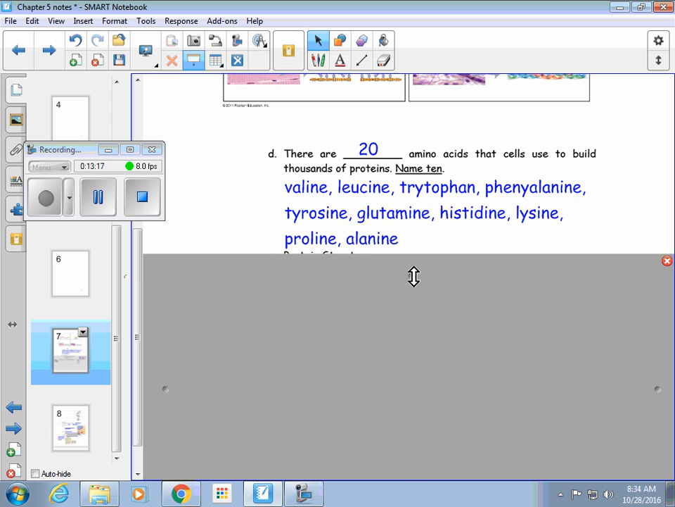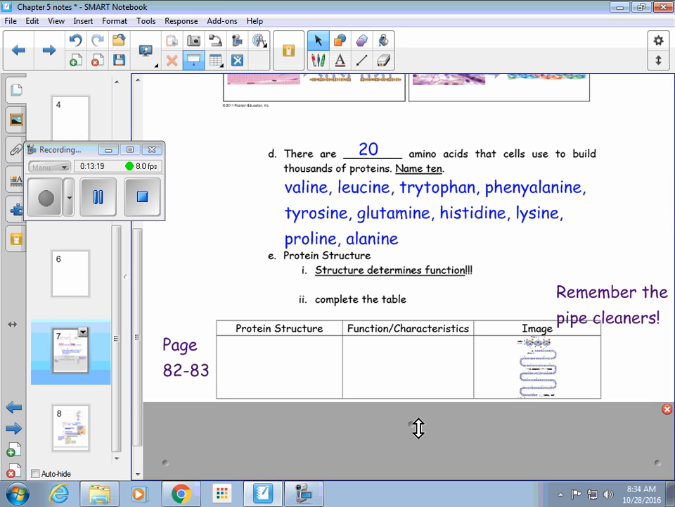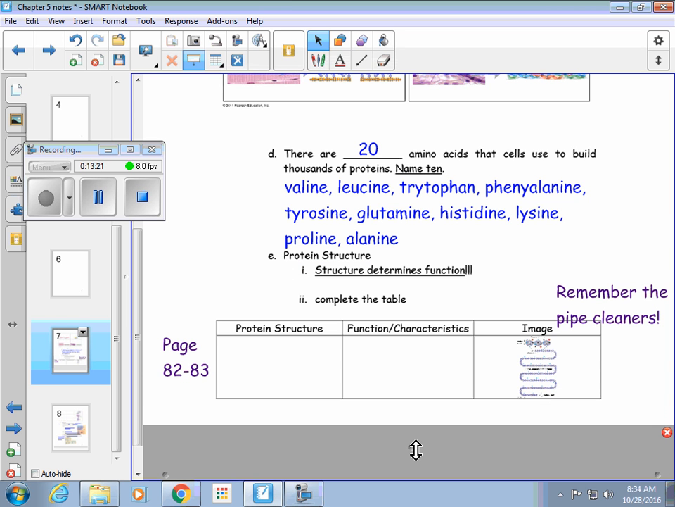Remember those pipe cleaners we got out last week? And we took the pipe cleaners and we had a straight pipe cleaner that represented the primary structure. Then the secondary structure, we took that same pipe cleaner and we coiled it around our pencil. And then for a tertiary, we took the pipe cleaner and then we bent it so that it was no longer a straight curlicue, it was more of a bent curlicue.